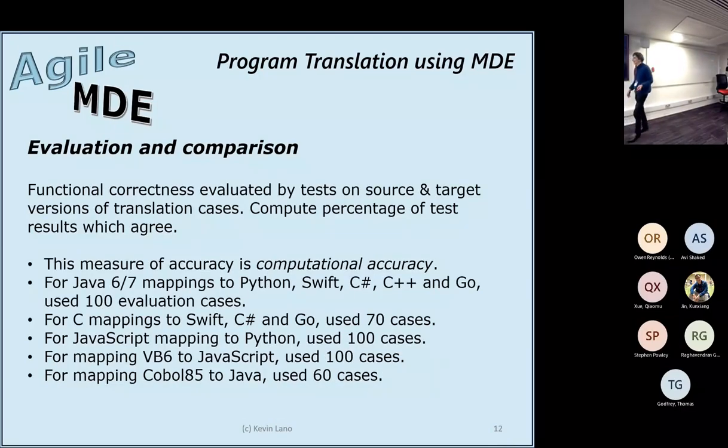Now, of course, the interesting thing is, does it actually correctly translate some source to target? We use the computational accuracy measure from Facebook's transcoder work, where they basically ran a series of tests on each input in the source language, and then the same tests on the translated target. For Java, we can translate to lots of different languages. For C, we're rather restricted because of pointers, so you have to translate to a language with pointers.